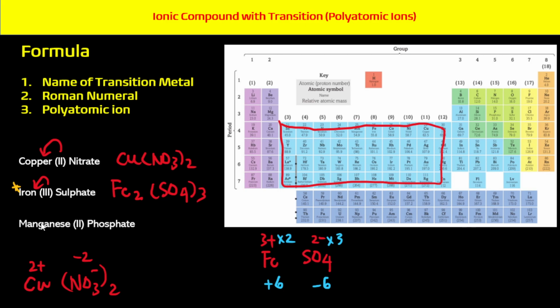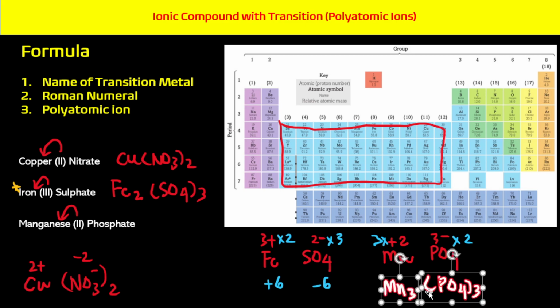Now, manganese 2 phosphate, okay? So manganese is Mn, and 2 shows the charge on this, so this is plus 2. Phosphate is PO4 3 minus. Now, how would you do it? You would multiply this with 3, and you would multiply this with 2 in order to balance yourself, okay? So your formula would be Mn3(PO4)2, okay? Make sure that you practice properly, okay?